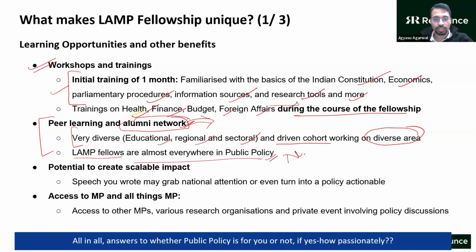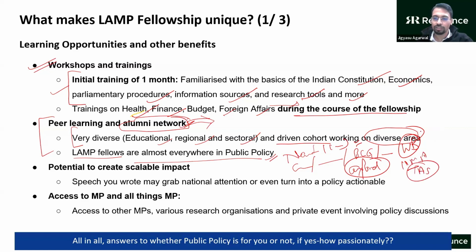You have a Congress National Secretary of Communications as a LAMP fellow. You have a lot of founders, people running their own firms, people working with BCG, McKinsey, Bain, multilateral organizations like the World Bank, people who did their masters from Oxford. Very diverse people who did their masters from IIM Ahmedabad, who are part of TES, civil servants. So, a very diverse cohort. If you want to make your career in public policy, certainly it is a great asset for you.